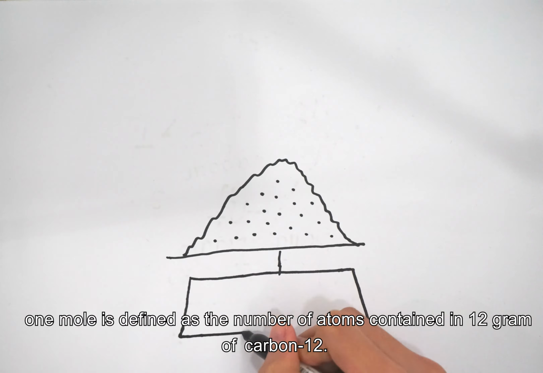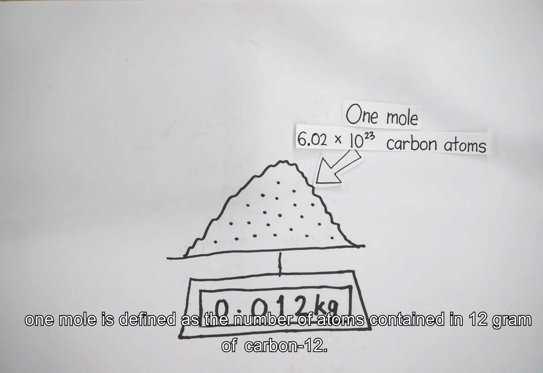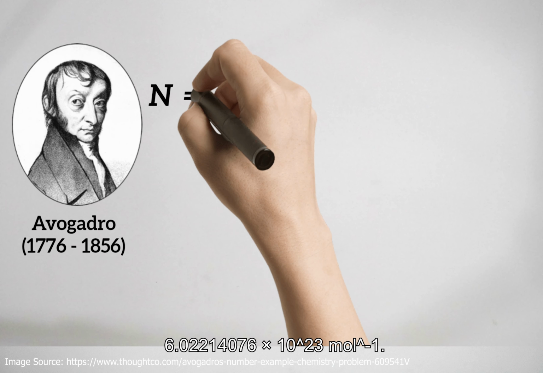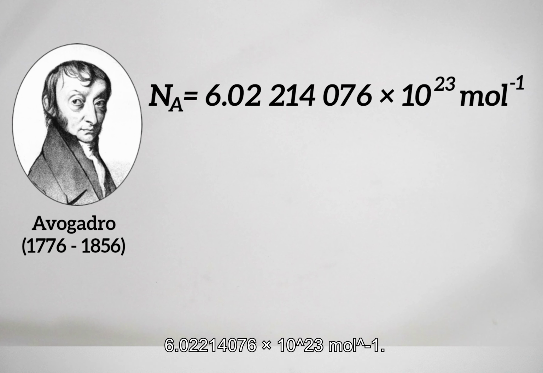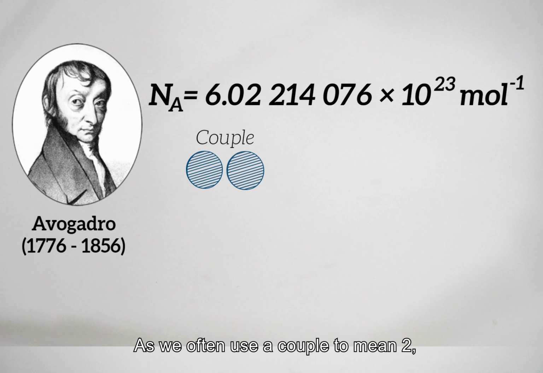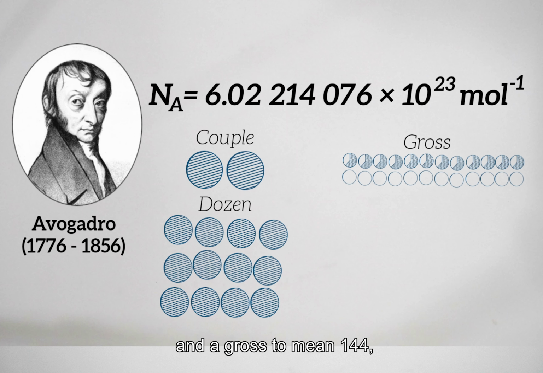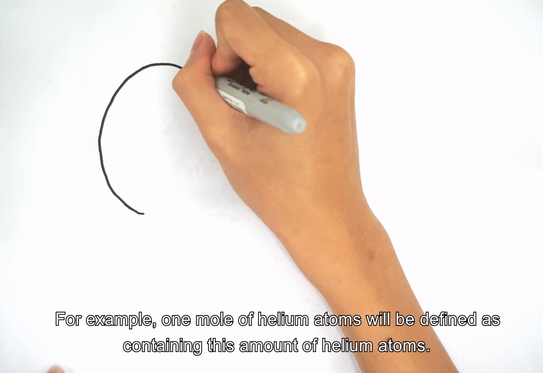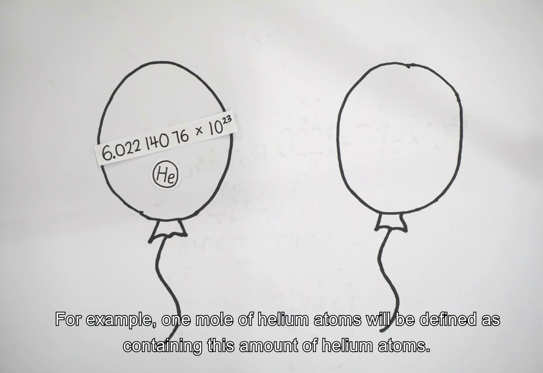Furthermore, mole also has its definition changed as well. Before the redefinition, 1 mole is defined as the number of atoms contained in 12 grams of carbon-12. In the new definition, 1 mole is now defined based on the Avogadro's constant, 6.022140076 times 10 to the power of 23 per mole. As we often use a couple to mean 2, a dozen to mean 12, and a gross to mean 144, chemists now use a mole to mean this number. For example, 1 mole of helium atoms will be defined as containing this amount of helium atoms.